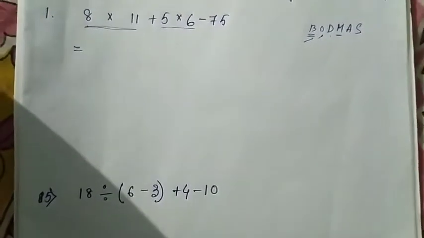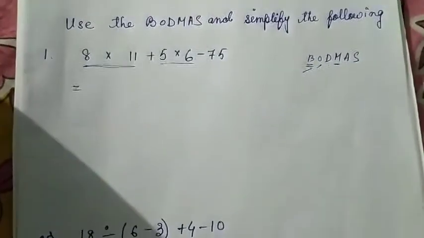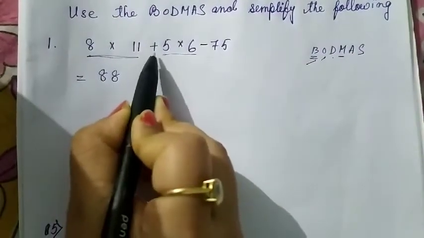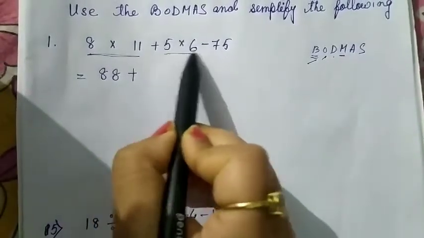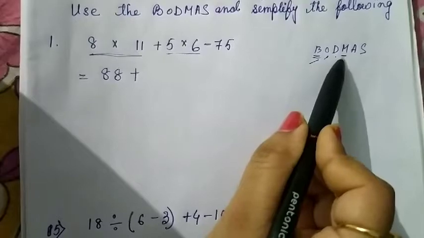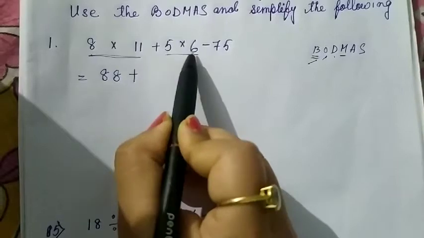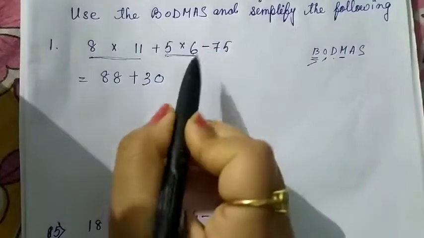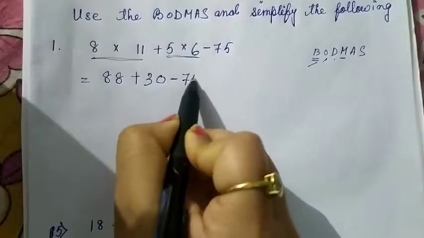8 into 11, we need to solve this first. 8 elevens, what is the value? 8 elevens are 88. After that, plus, as it is, we put it here. Next we do this multiplication, because multiplication comes before addition. 5 into 6, what is that? 5 sixes are 30. You write 30 here. The remaining will be the same, so minus will come, then 75 will be the same.